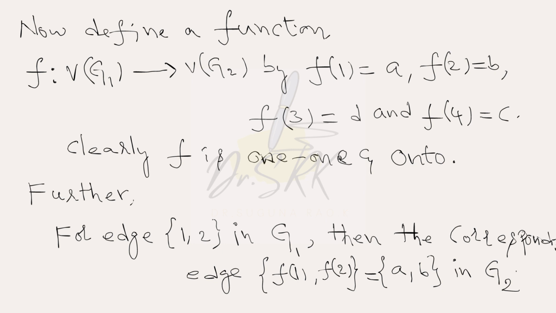Further, for the fourth point, what does the fourth point of the procedure say? For an edge (1, 2) in G1, their corresponding edge in G2 also exists. That is the meaning of the fourth point. Means edge preserving.